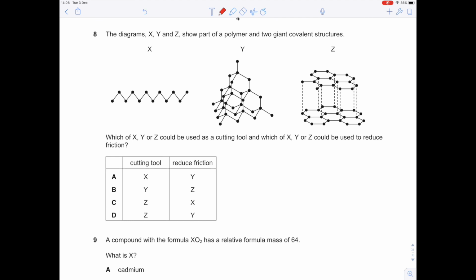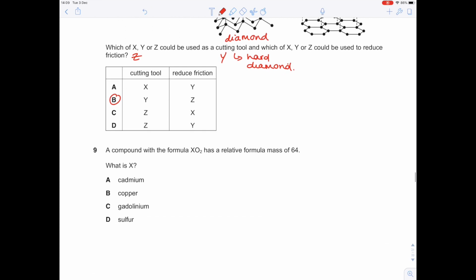Okay, hopefully you recognise immediately that Y is diamond, Z is graphite. You need to learn these pictures and know which structure they represent. So cutting tool, remember that's extremely hard, and we use diamond for that. So our cutting tool is therefore Y. In terms of reducing friction, we need a lubricant. Well, graphite is used as a lubricant, so our reducing friction structure is Z. So we're looking for Y followed by Z, which is B, 8B.